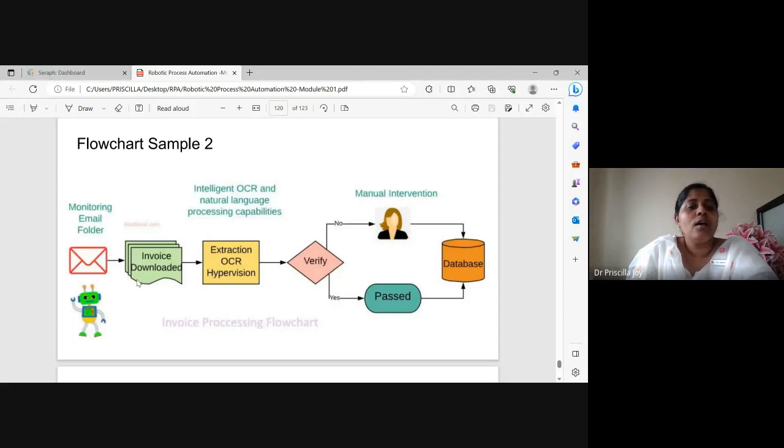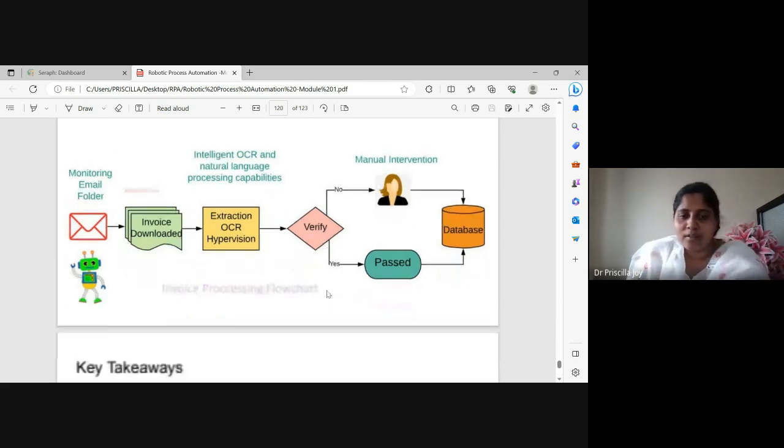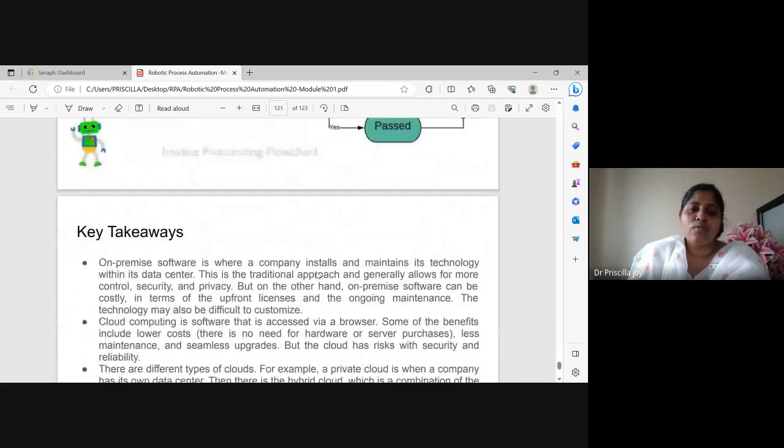Another sample is an email folder where we'll have multiple invoices. Then we'll perform optical character recognition based on natural language processing. Then we'll have the verification process where manual intervention is there, and based on the database we'll verify the data. This is about the invoice flow chart.